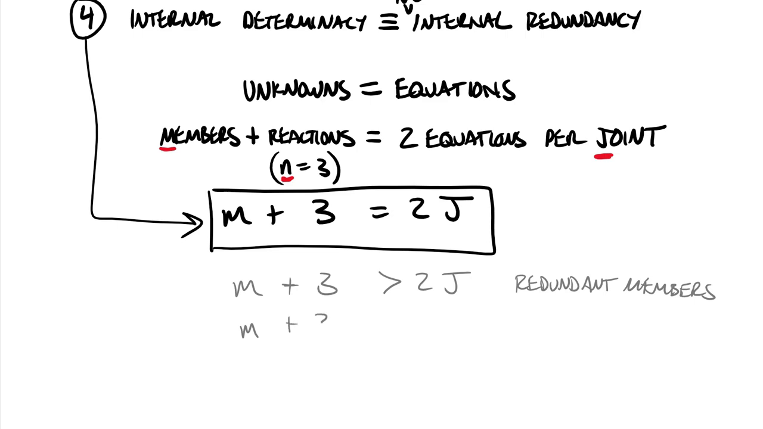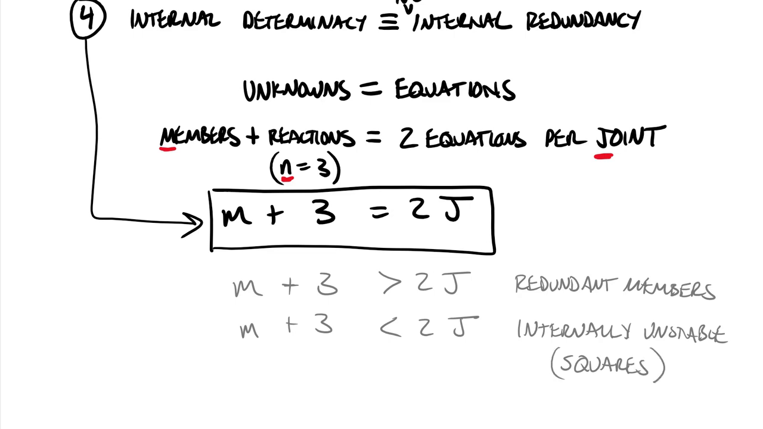If you end up with M plus 3 less than 2 times J, this is a very bad design choice. If we only had enough members in a simple truss to keep it rigid, if we take one of those away, this is going to be internally unstable. And fundamentally, you're going to see squares instead of triangles, okay? So if you see a square opening in a truss, now there could be some situations that you could work really hard to create a square and it might be okay. But in general, a square in a truss is bad because that square can actually flex and bend where a triangle can't.